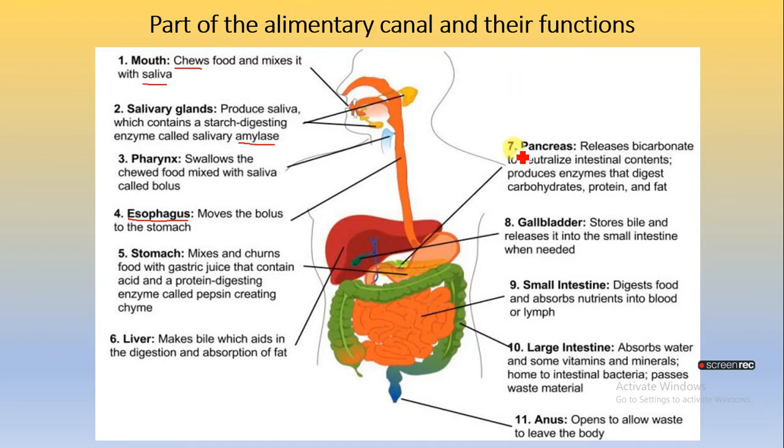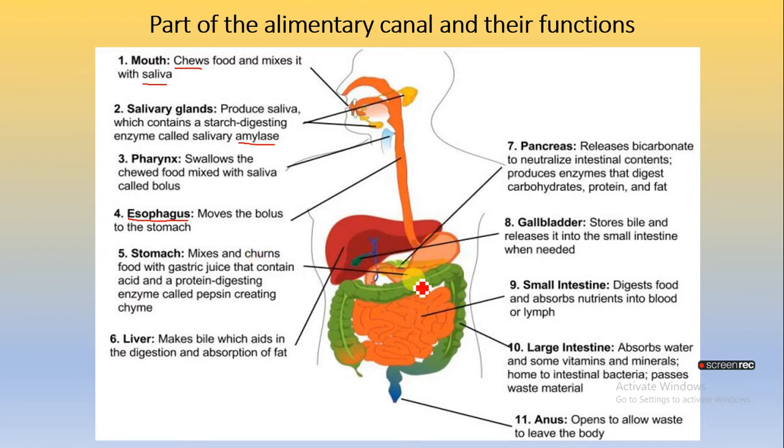Then from here, the food moves to the stomach, where it is mixed and churned with gastric juices. Mechanical digestion takes place too in the stomach through the churning action of the stomach, and the food mixes with gastric juice, which contains an acid and a protein digestive enzyme.